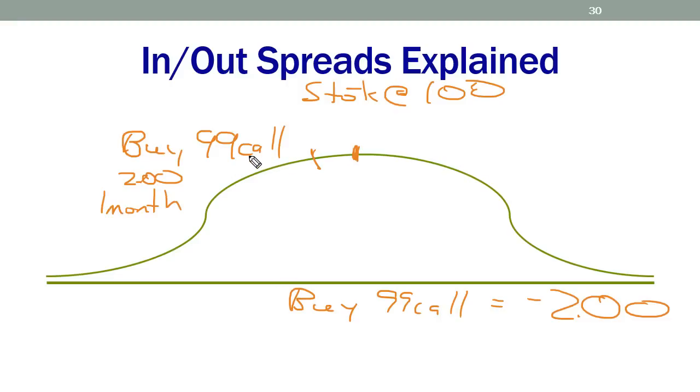Because if you own a 99 call and the stock goes all the way up here, let's say the stock went to 110, what's a 99 call worth with the stock at 110? What is it worth? Well, you could buy the stock at 99. Everybody else in the world has to pay 110 for it. It's got to be worth at least $11. At least $11. Now, stop right there.